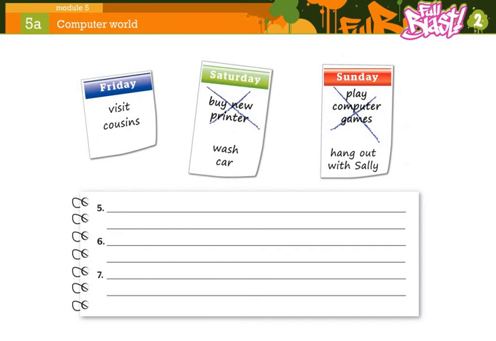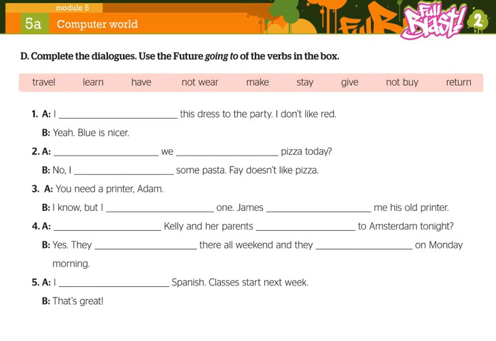Next activity, it's the same, put them here and complete the dialogue. Use the future going to of the verbs between brackets. So here it depends, you may put them in the negative form, affirmative form, or the question form. It depends on the situation. You have to put these verbs in the correct places using future going to.